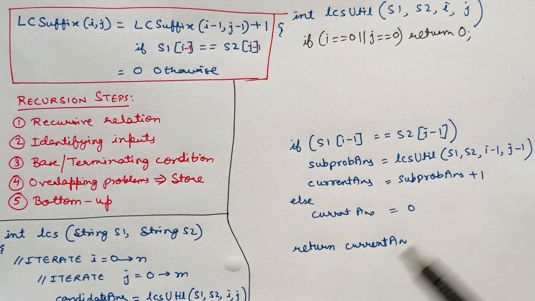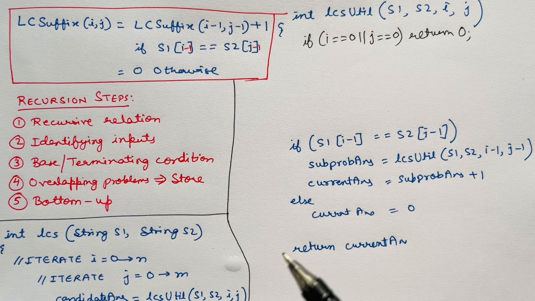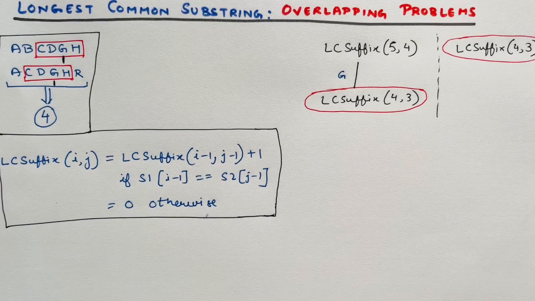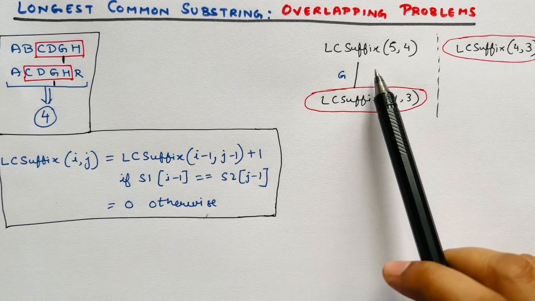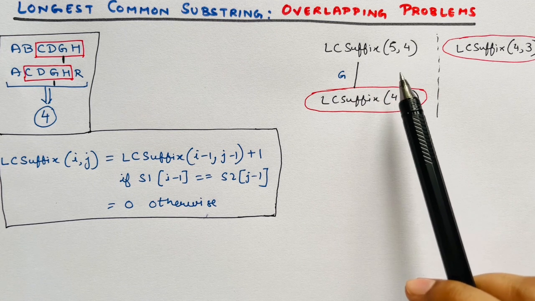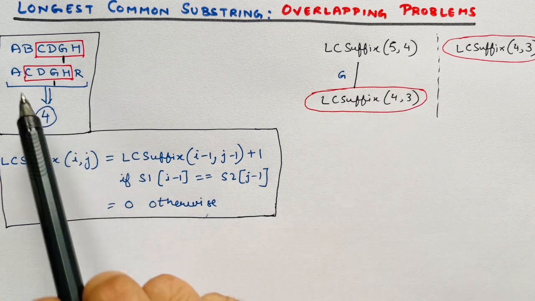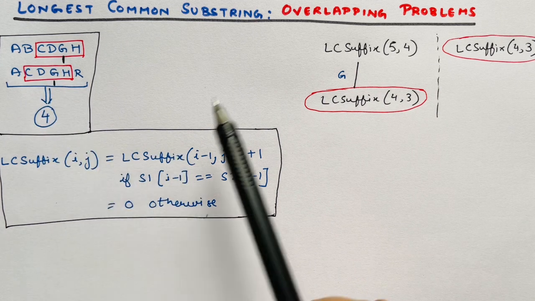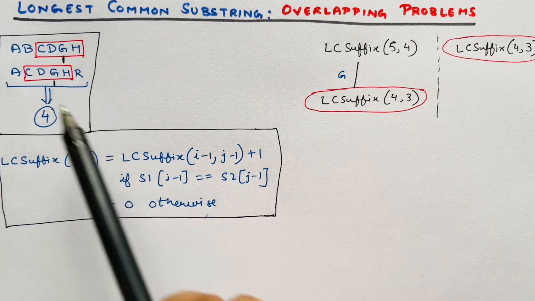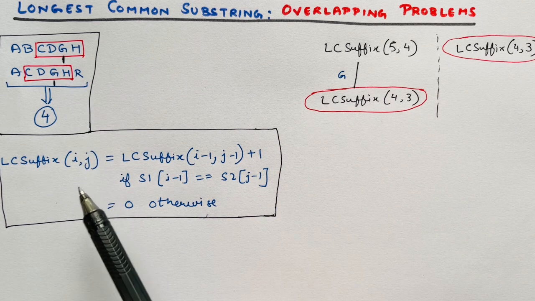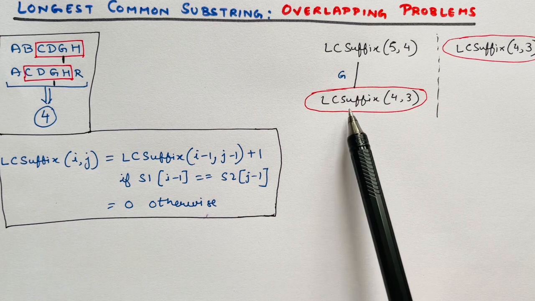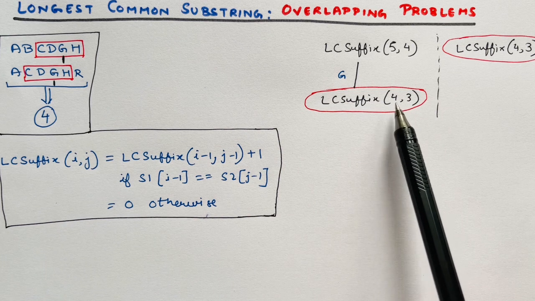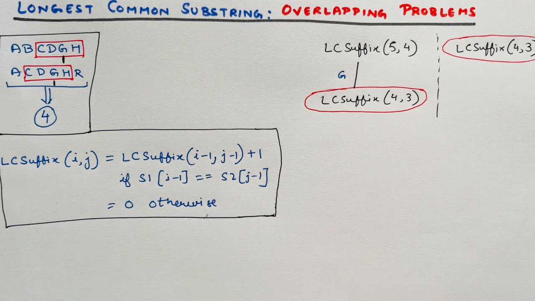Now this algorithm is complete, but it has very high time complexity. Why? Because there are many overlapping problems. How can we say that? Let us say in our example, we started to solve for 5, 4. What does that mean? That means we are considering both the strings which are ending at g. Then here, since the two characters g at the end of the two strings are equal, we will have to calculate the longest common suffix for 4, 3 as per this recursive relation.